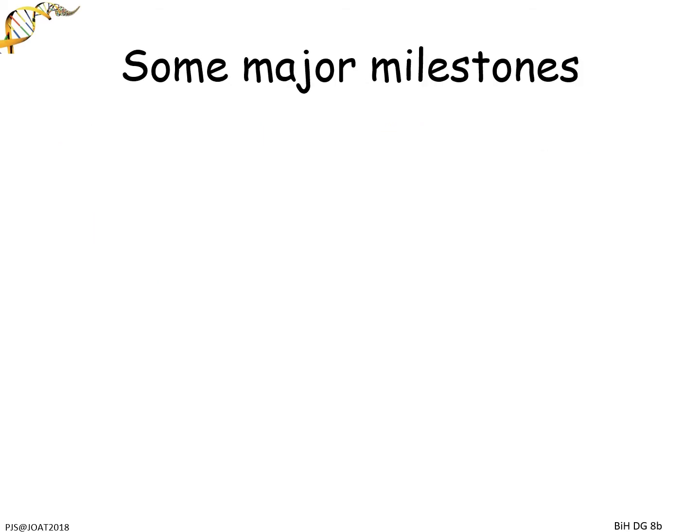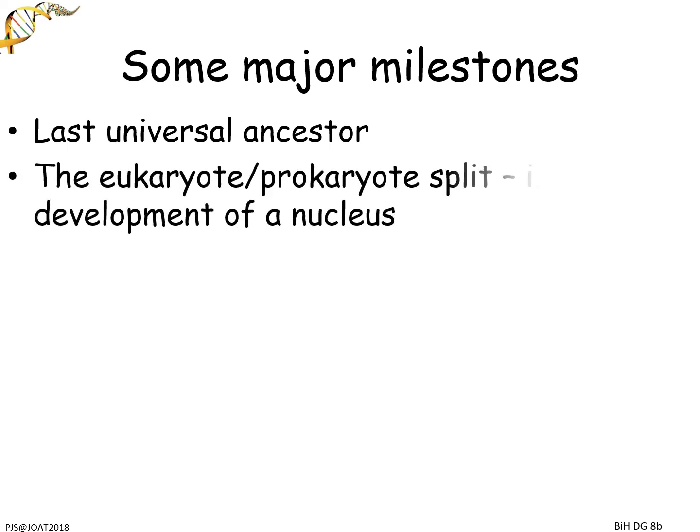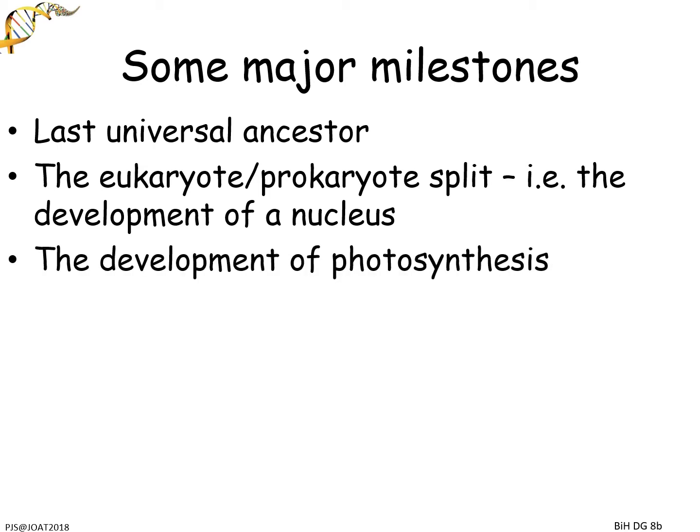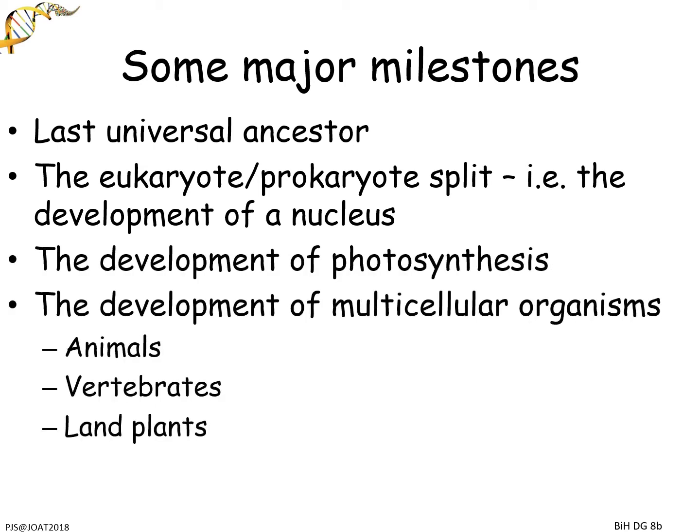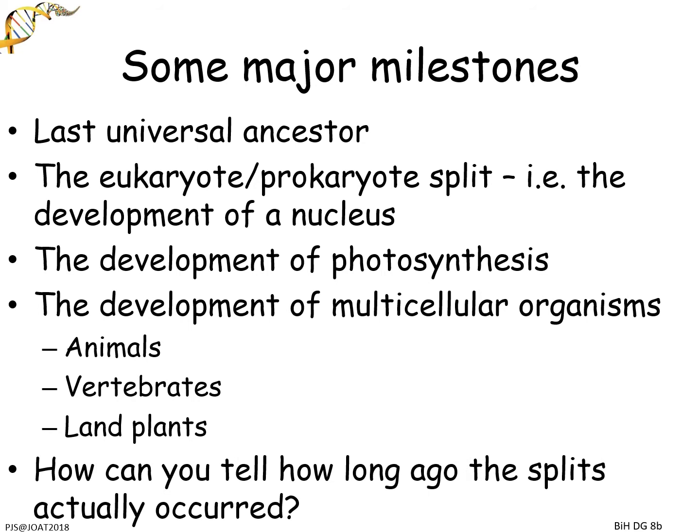Some big milestones that we have. Starting from the last universal common ancestor, you've got the prokaryote-eukaryote split, so our developing of a nucleus, the development of photosynthesis, which is huge. And you've got your multicellular organisms, your animals, your vertebrates, your land plants. But that's all something that we can tell from the phylogenetics in terms of how related you are. But working out how long ago that split happened is a little bit trickier.